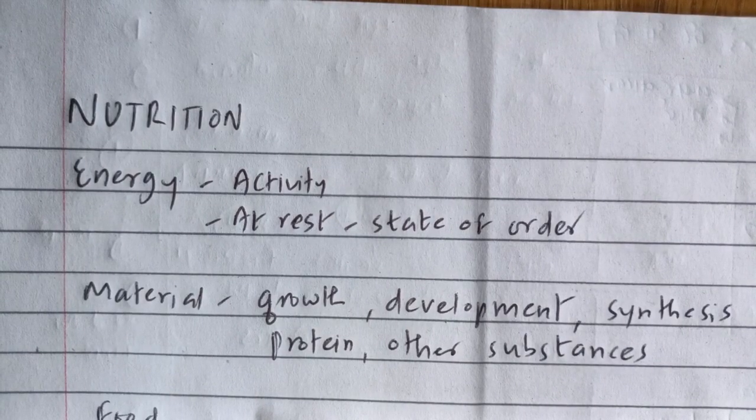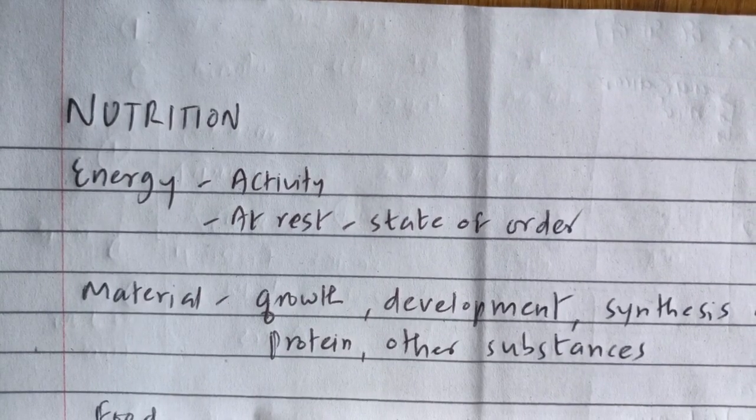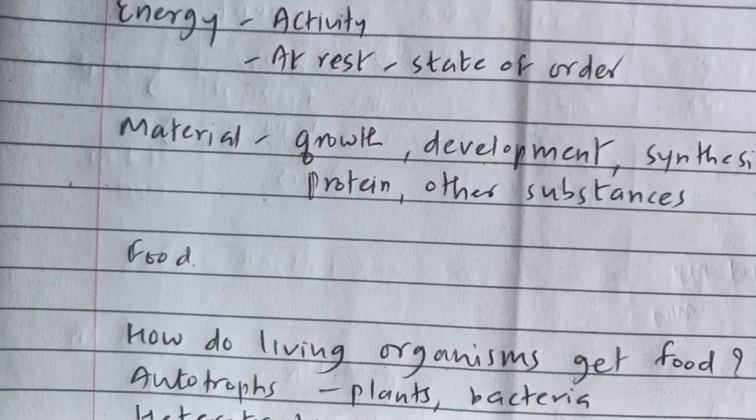Now, how do living things get their food? We need food, and it's a requirement. Without food, we all will die. But we get this requirement fulfilled in different ways.